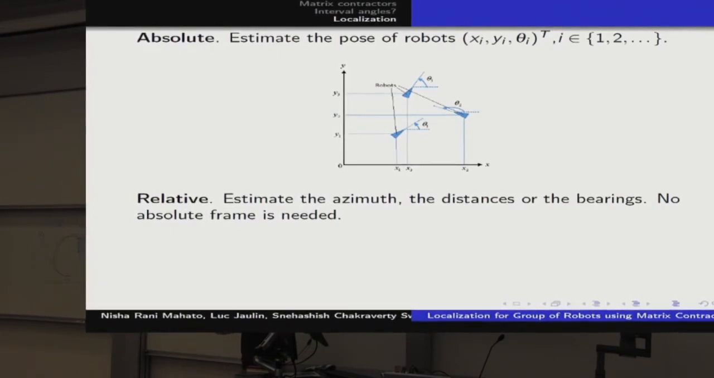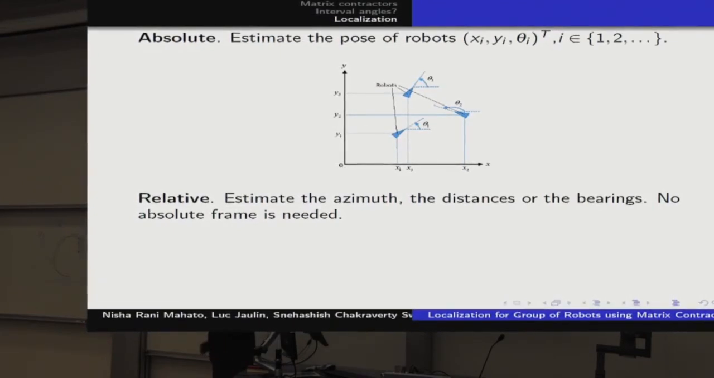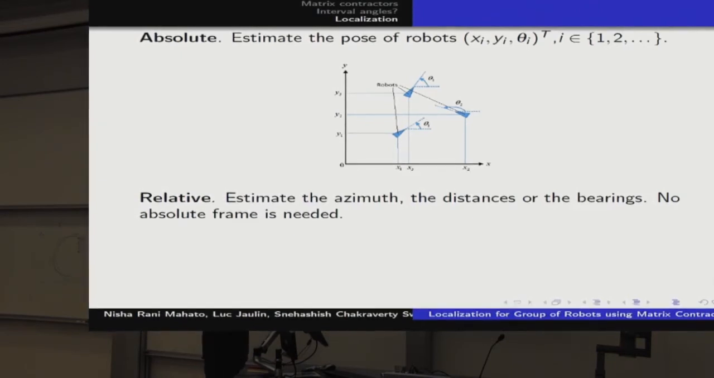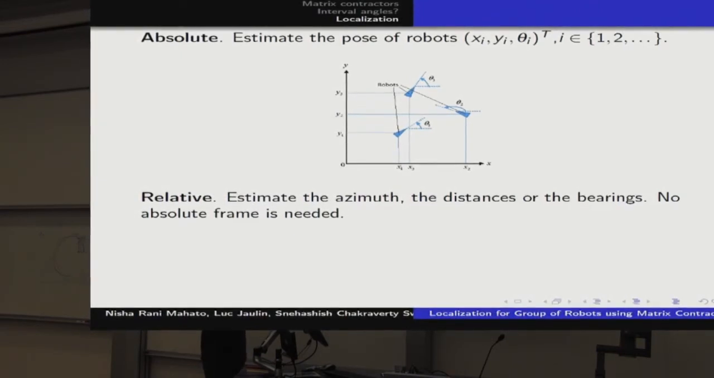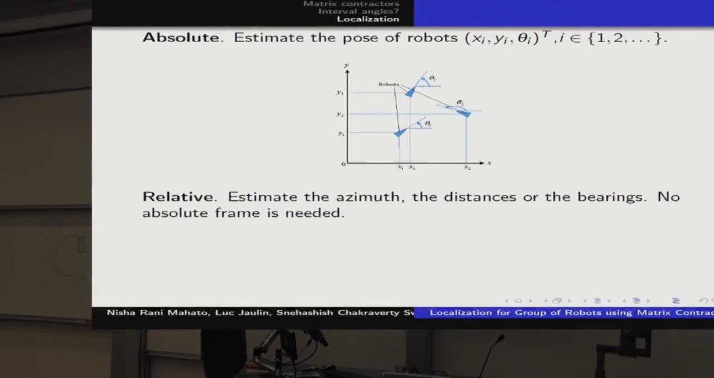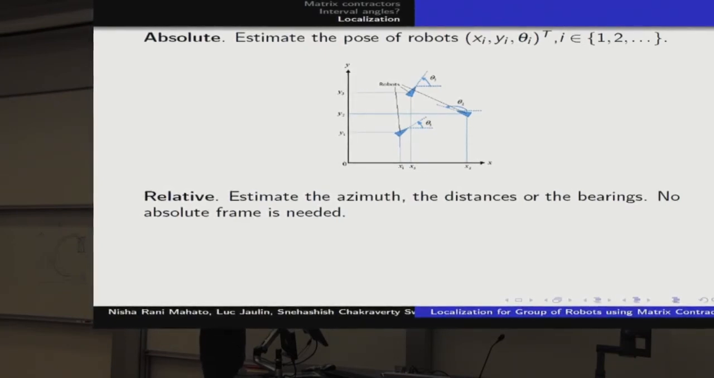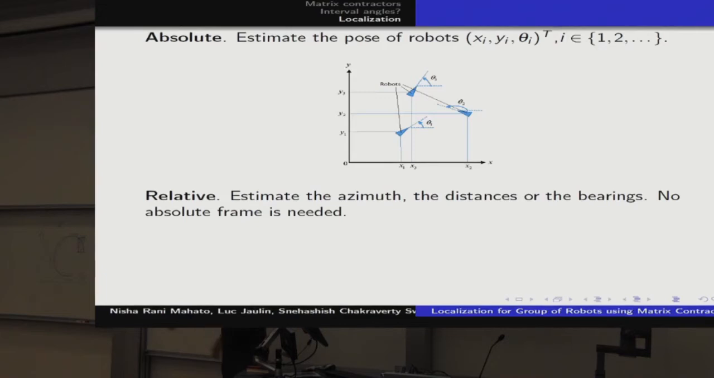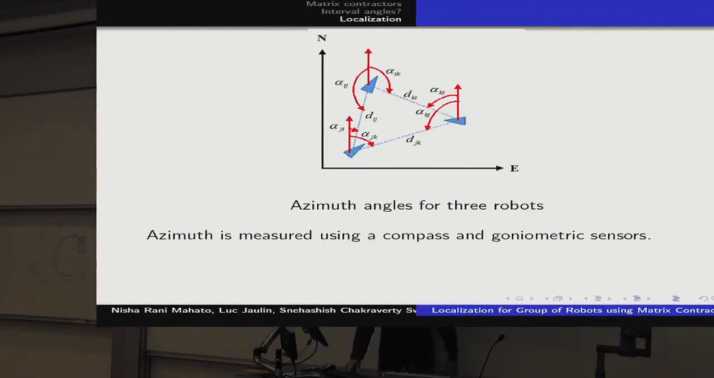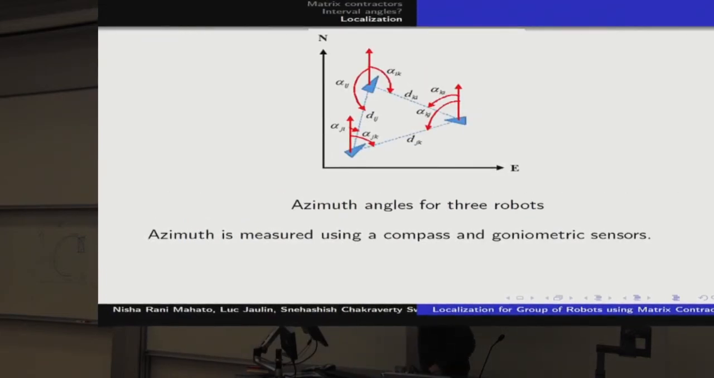So if the north is here, but if I go in this direction, the heading corresponds to the angle between my heading and so the bearing between my heading and where I see the robot. Okay, so it is represented here.